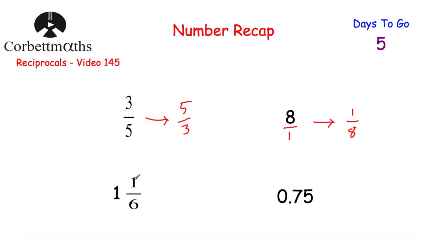Here we've got 1 and 1/6. Well, if we were to make that a top-heavy fraction to begin with, that would be 7/6. So that's equal to 7/6. And that means its reciprocal when we flip it over will be 6/7. And then if we had 0.75, if we wanted to find the reciprocal of 0.75, we write it as a fraction to begin with, which is 3/4, and then flip it over to find its reciprocal, which would be 4 thirds. And just remember that a number multiplied by its reciprocal will always be equal to 1.